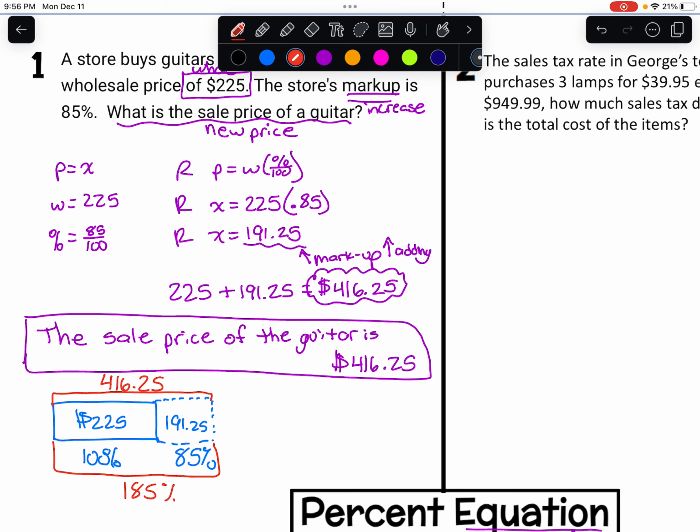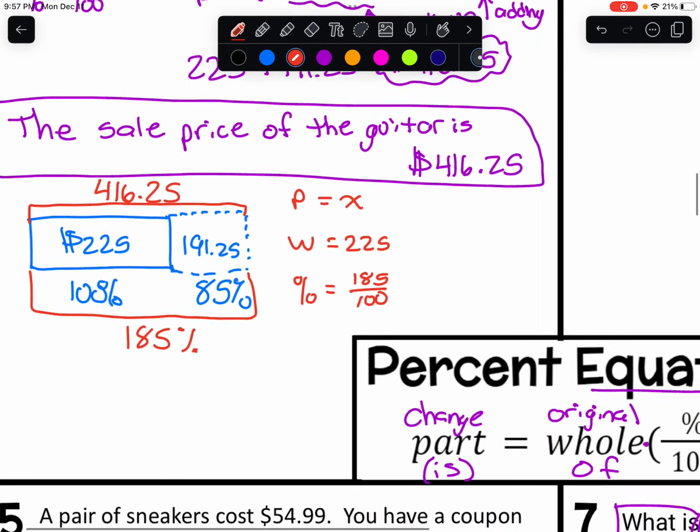Well, 100 plus 85 is 185%. So the working smarter, not harder way is to understand, okay, if this is an increase, then what I can do is add it on to 100%. I can take my percent and add it to 100. And then I can use that as my percent. So when I do my part whole percent, here I can do 185 out of 100. I still have my whole of 225, and my part here is still X. Now watch what this does to the problem.